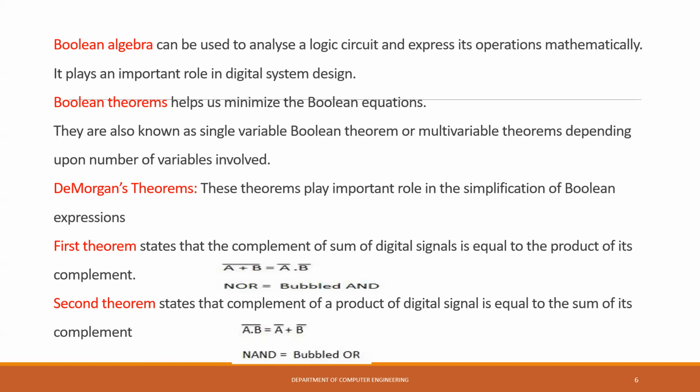Similarly, let us discuss the second theorem. The second theorem states that the complement of the product of digital signals is equal to the sum of its complements. That's why AB whole bar is equal to A bar plus B bar. Means the NAND operation is represented in the form of a bubbled OR operation. These are the two De Morgan's theorems.